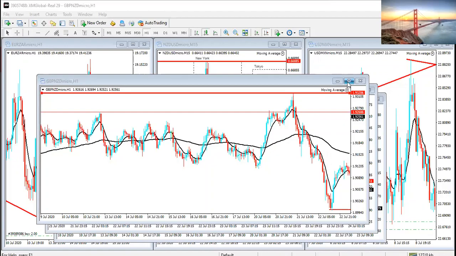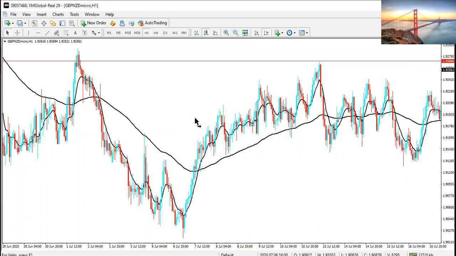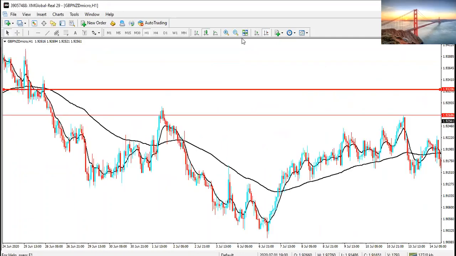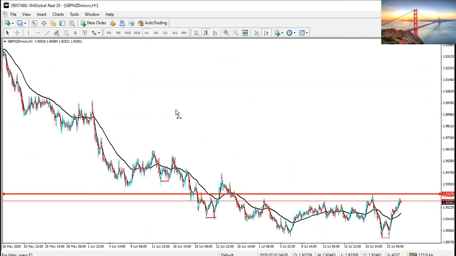So let's get into some charts. Let me show you the pound New Zealand. Let's go into some examples so I can show you what it means. It's also a combination of the divergence strategy, which I have a video on where I talk about the divergence strategy and how to trade it.